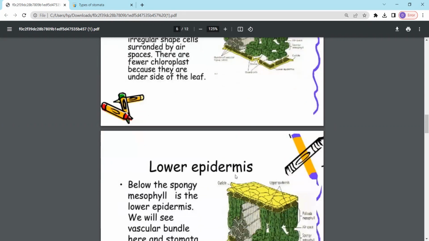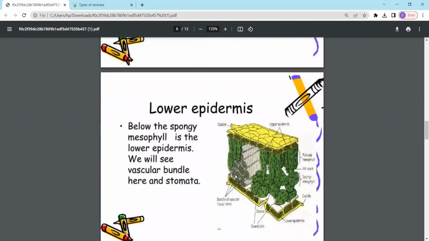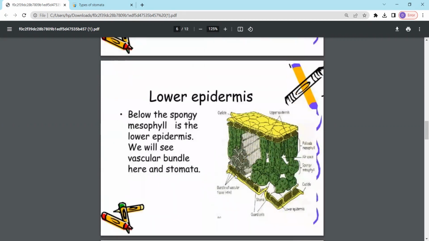Next it is followed by the lower epidermis. Below the spongy mesophyll is the lower epidermis. Here vascular bundles are also present, and stomata as well. On the epidermal region there are small openings on the lower side and on the upper side, these stomata are present. They mainly help in the exchange of gases.